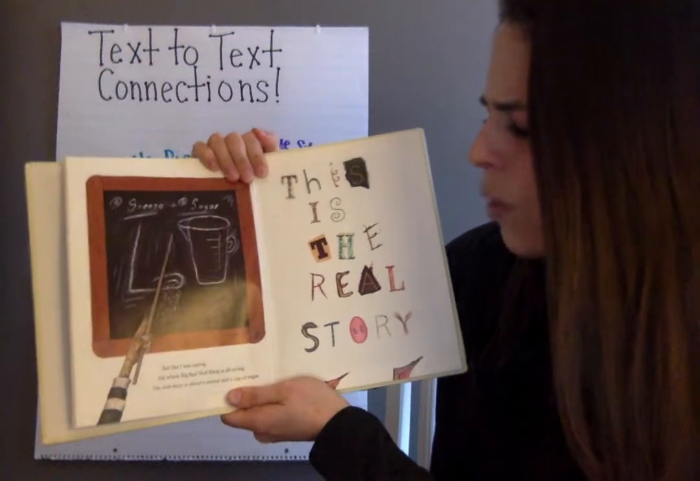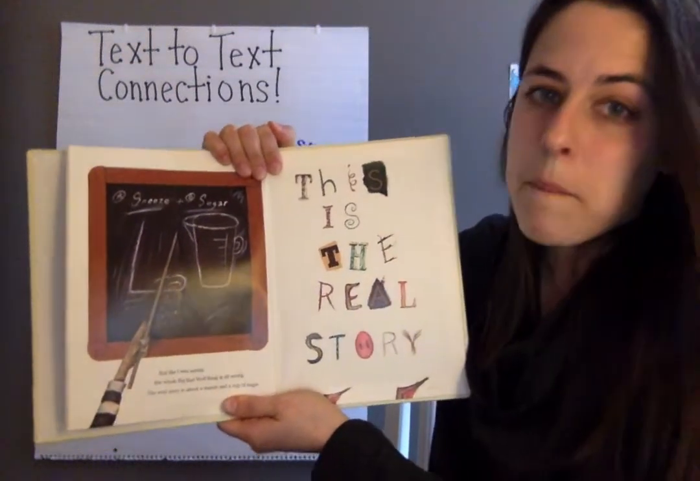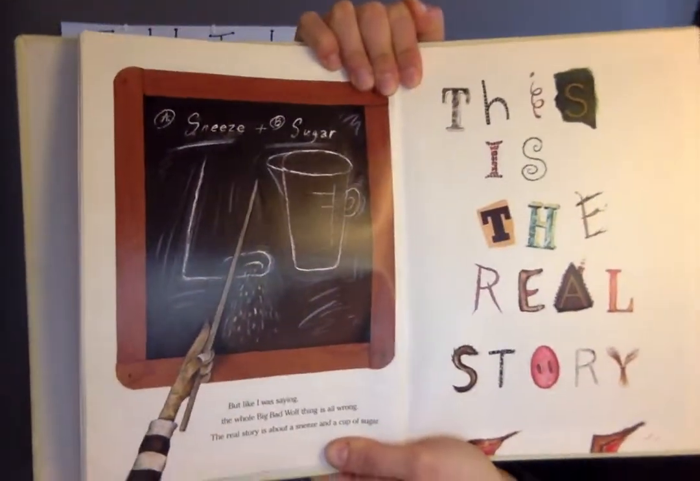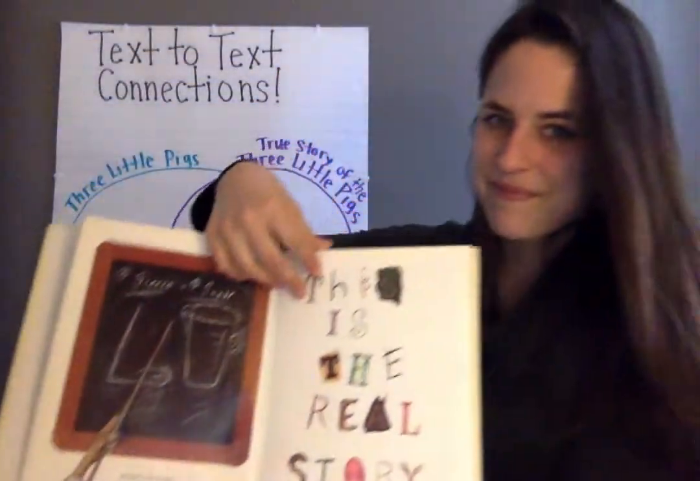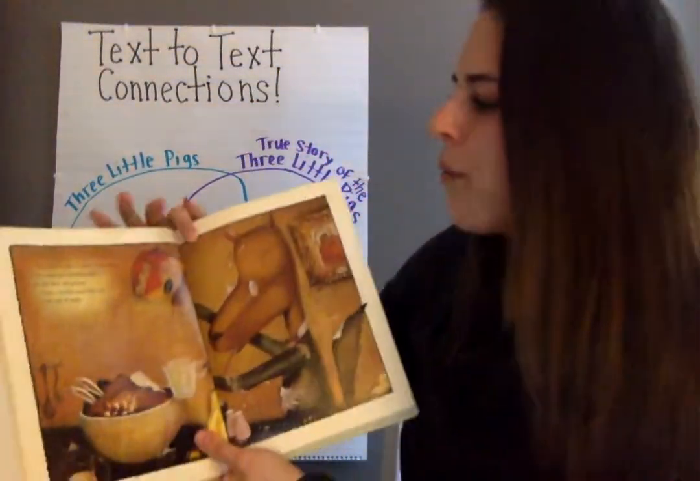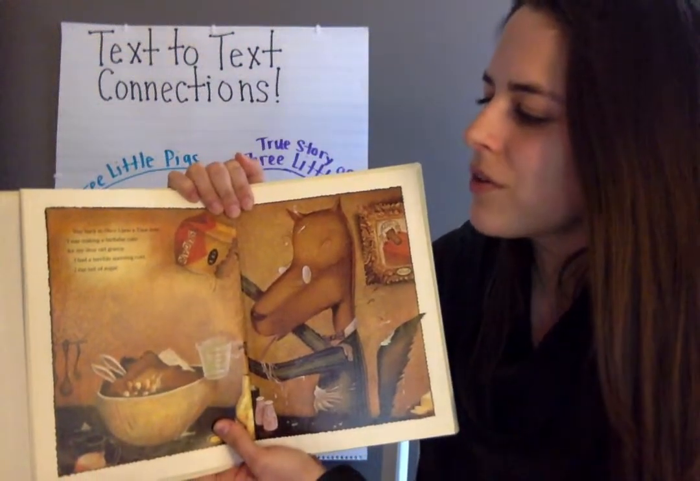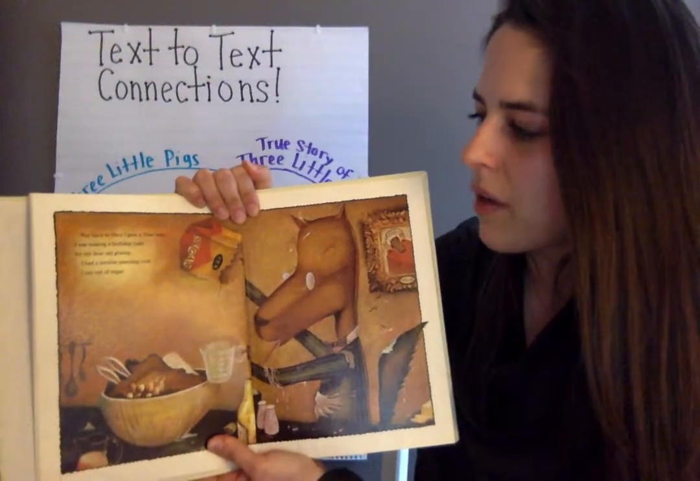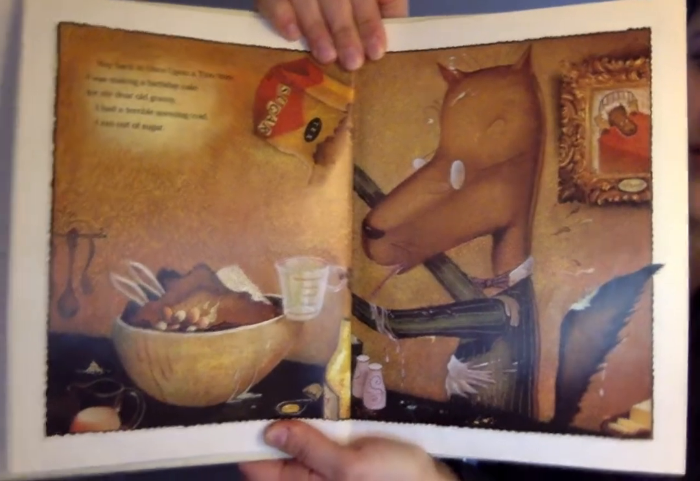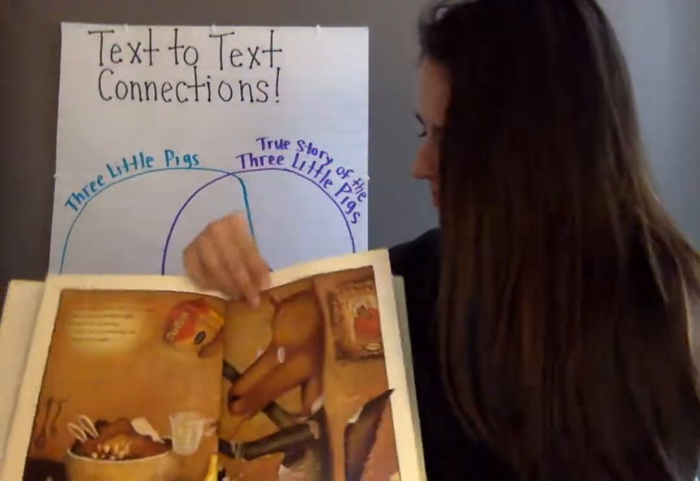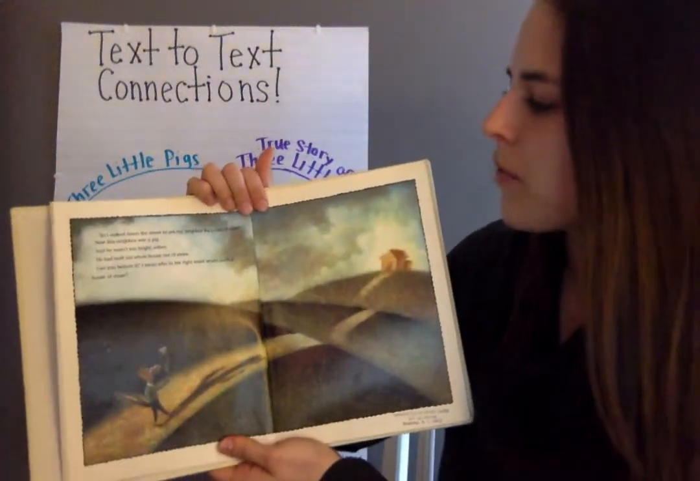But like I was saying, the whole big bad wolf thing is all wrong. The real story is about a sneeze and a cup of sugar. This is the real story. Way back in Once Upon a Time, I was making a birthday cake for my dear old granny. I had a terrible sneezing cold. I ran out of sugar. So I walked down the street to ask my neighbor for a cup of sugar.